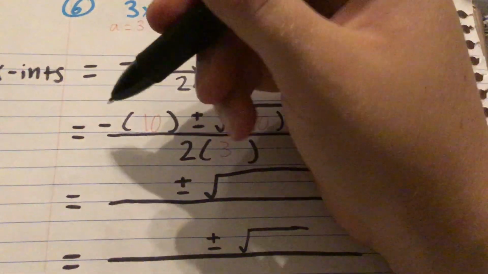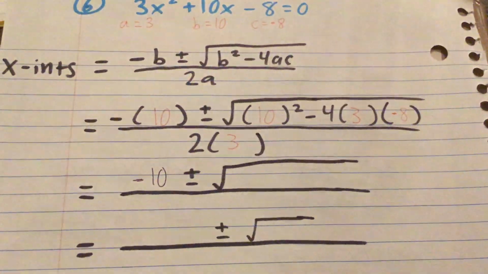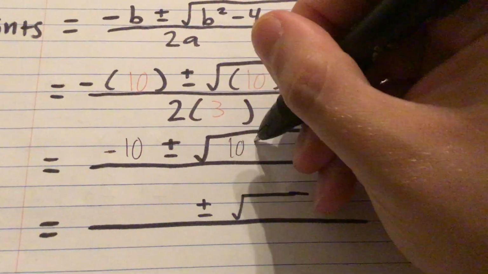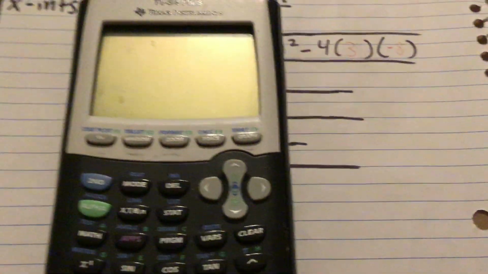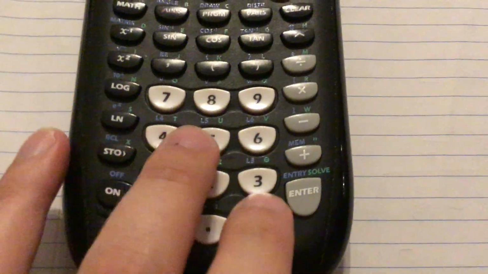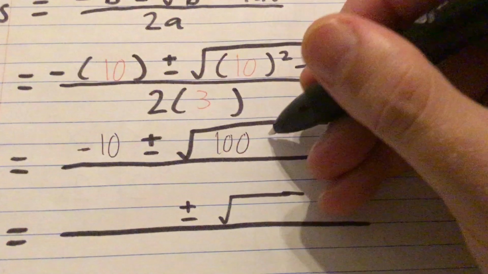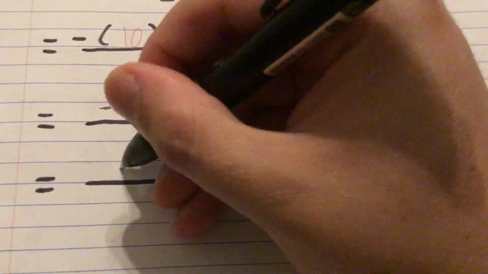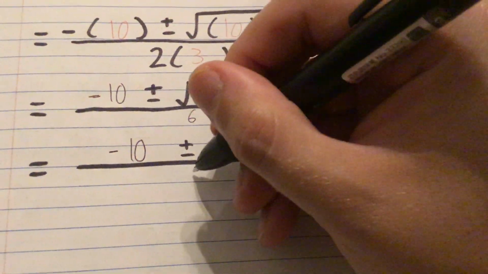So negative 10 plus or minus the square root of 10 squared minus 4 times 3 times negative 8. Okay, so now, is this a double negative? It's just negative 10, plus or minus the square root of 10 squared, that'd be 100. And then negative 4 times positive 3 times negative 8. Let's use the calculator here. That'd be positive 96. And then 2 times 3 is 6. So we've got negative 10 plus or minus the square root of 196 over 6.